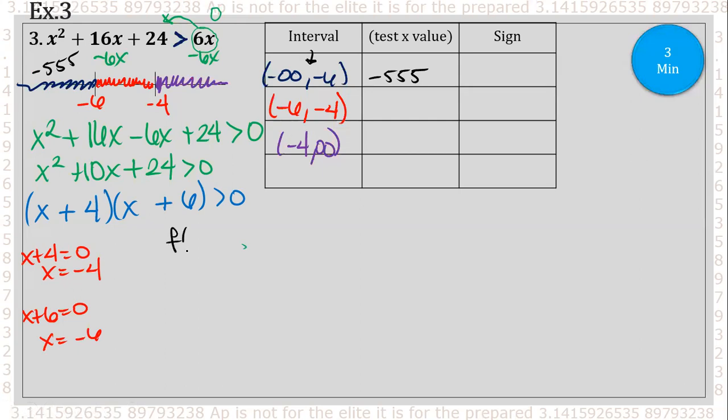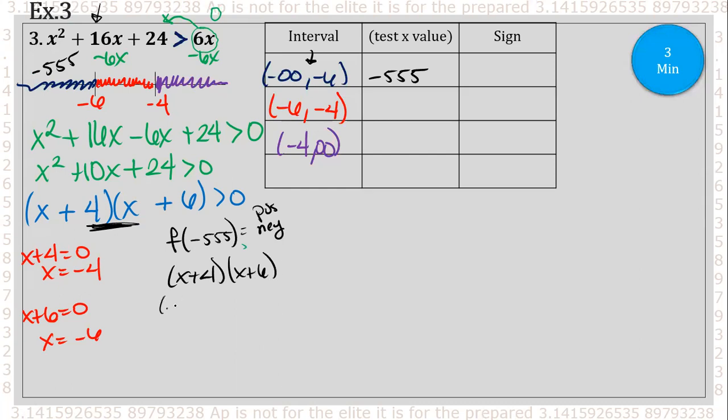So if I evaluate -555, is it going to give me a positive or a negative value? Well, let's give it a try. I encourage you to use a factored form, but you can definitely go back here. But notice how this right here will be pretty tough. So I'm going to use a factored form, which is x plus 4, x plus 6.